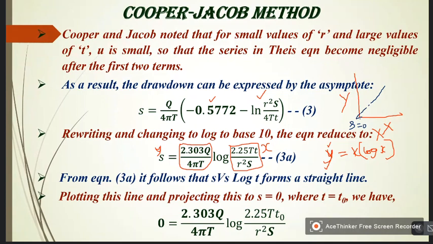So the corresponding value is t naught. If you substitute s equal to 0 in this equation, see here log is converted to log to the base 10. This is natural logarithm and this is to the base 10. So that multiplying factor is used here. So this is 0.